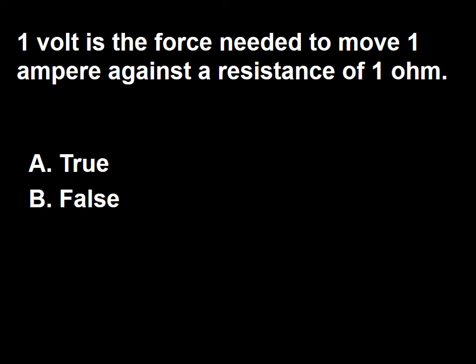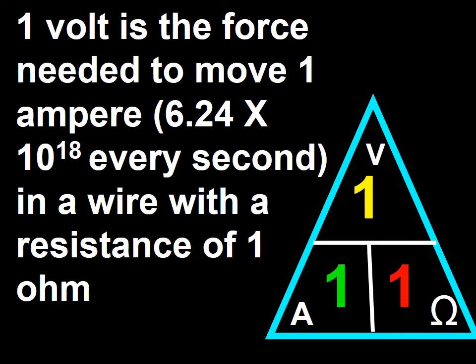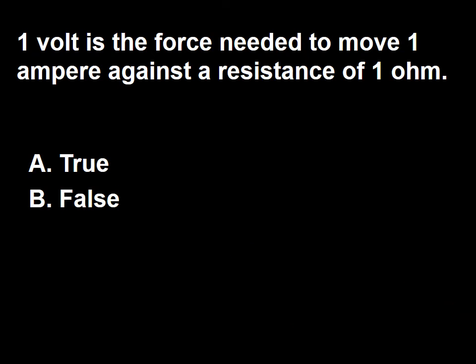Next question. 1 volt is the force needed to move 1 ampere against a resistance of 1 ohm. A true, B false. 1 volt is the force needed to move 1 ampere, that is 6.24 times 10 to the 18th power electrons every second, in a wire with a resistor equivalent to 1 ohm. So the answer to this question is A, true.